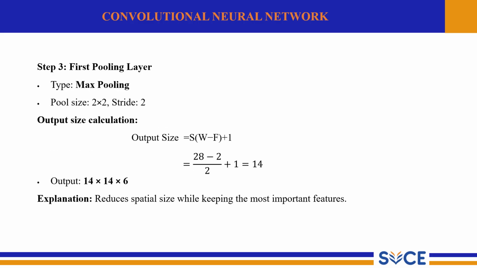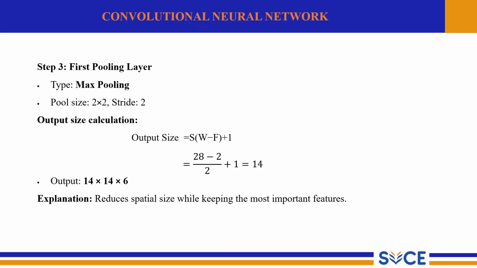Step 3, the first pooling layer. After the first convolution layer, we apply a pooling layer to reduce the size of our feature map. Here the type is max pooling, the pool size is 2 by 2 and the stride is 2. We calculate the output size using the formula: output size equals (W minus F) divided by S, plus 1. Substituting the values, output size equals 28 minus 2, divided by 2, plus 1, equals 14.